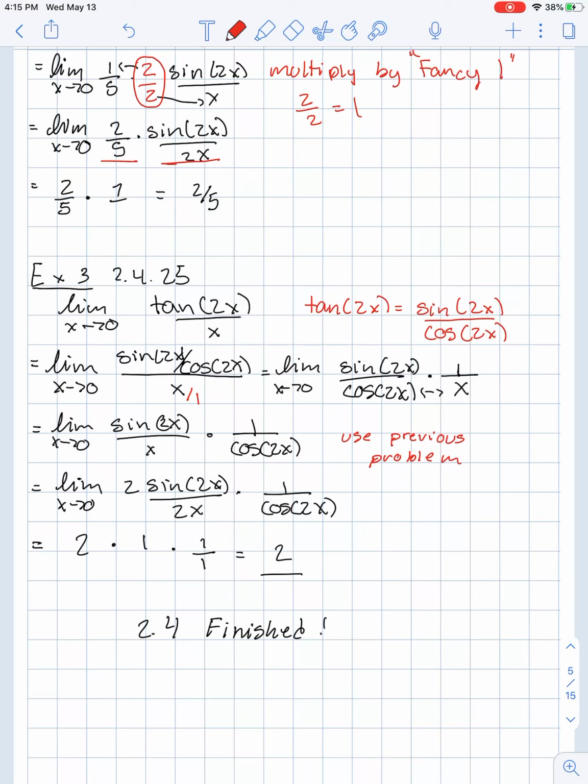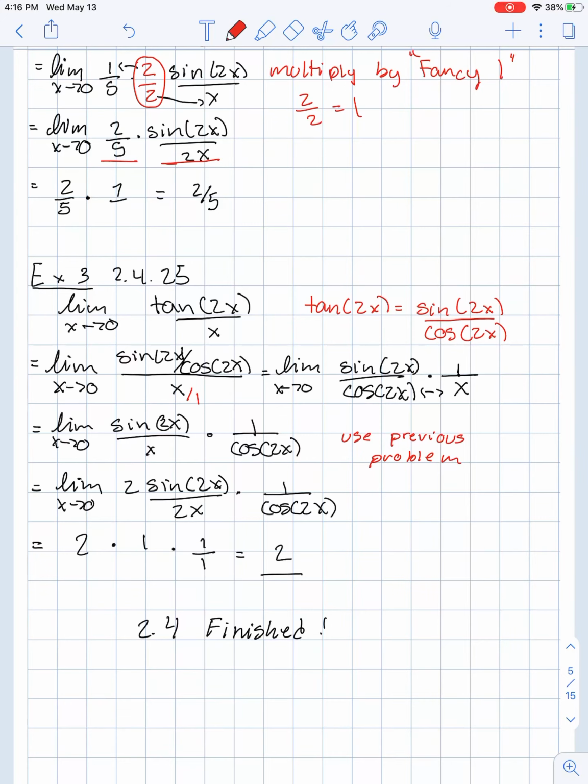What else? Oh, yeah. I want sine of 2x over some multiple of x, preferably 2x. So if multiplication is commutative, a times b is b times a. So cosine of 2x times x is the same as x times cosine of 2x. Then I can rewrite line 3 down here. I get the limit as x goes to 0 of sine of 2x divided by x, times 1 over cosine of 2x.